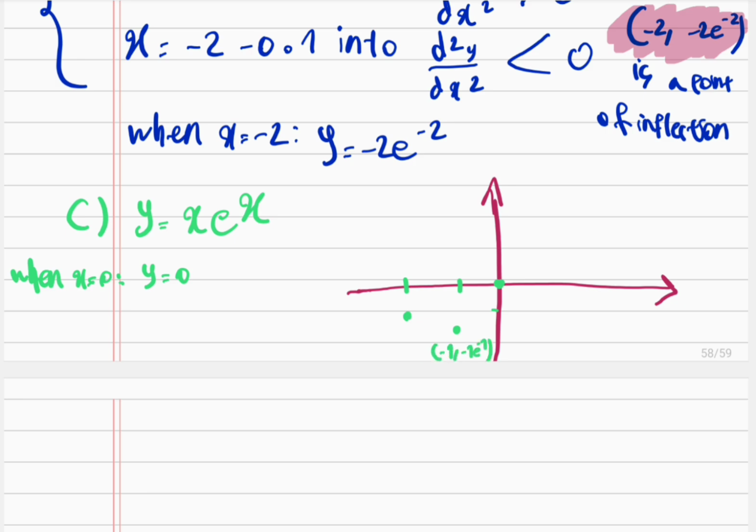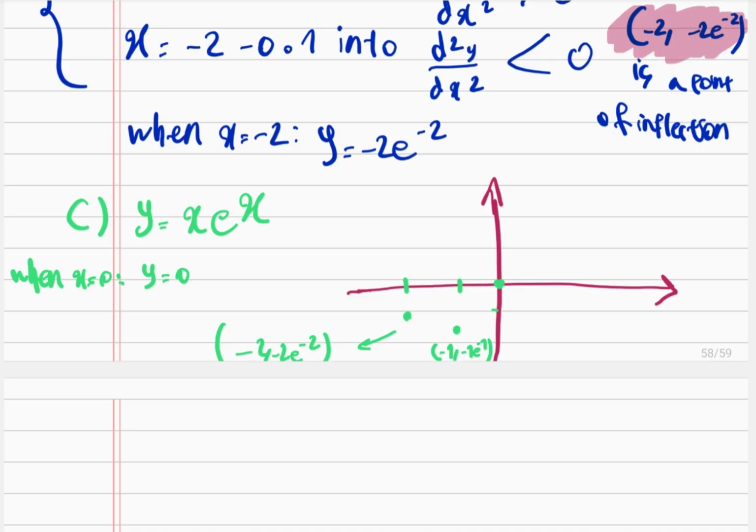-1 e to the power -1, and then the point of inflection is -2 e to the power -2. I also need to write the -2 that it has. Okay, now we have the points.